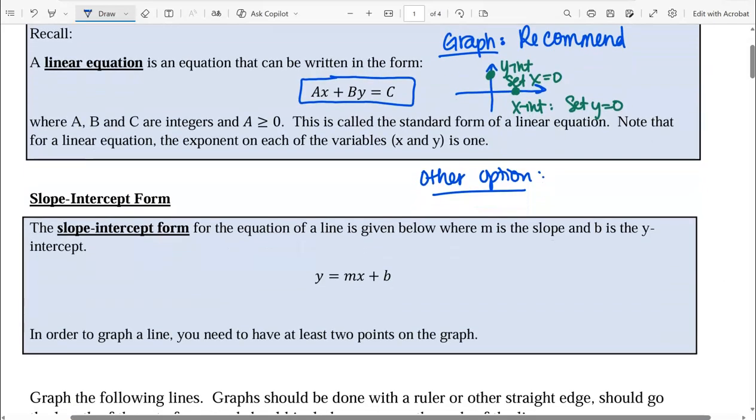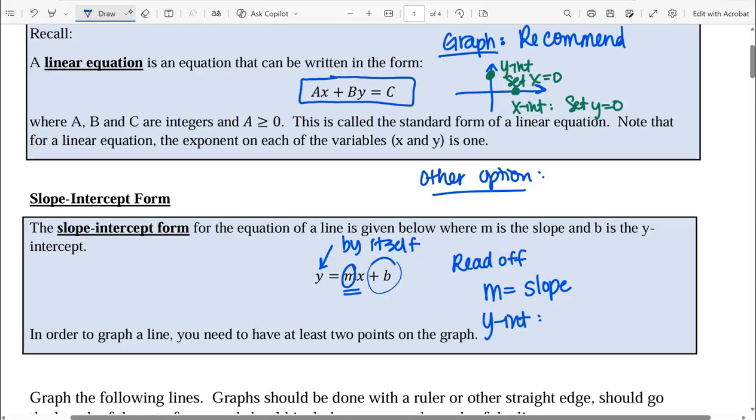The other option is to transform it into what we call the slope-intercept form. Slope-intercept form is any time I have my y variable by itself. In slope-intercept form, I'm able to just read off my slope as the m value, aka the number in front of the x, as well as the y-intercept, which as an ordered pair is 0 for x, and then whatever number is by itself in the b spot.